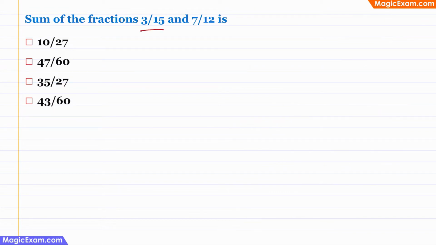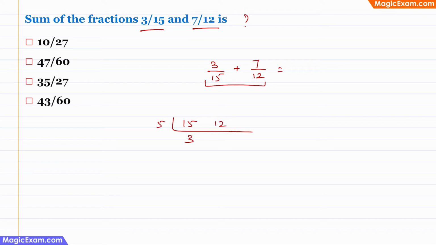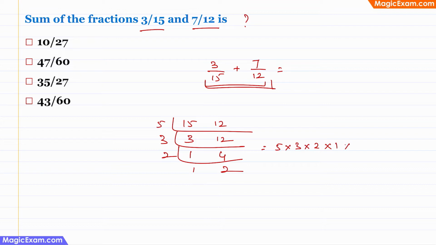The sum of the fractions 3 by 15 and 7 by 12 is what? So you just have to write 3 by 15 plus 7 by 12. So to add this, you have to take the LCM of 15 and 12. So 15 and 12, if you look at the least common multiple, then 5 3s are 15 and it will be 12. Then 3 1s are 3, 3 4s are 12. Then 2 1 right here, and then 2 2s are 4. So which means that the LCM of 15 and 12 is 5 into 3 into 2 into 1 into 2. So which will be 15, 30 and 60. So it will be 60.